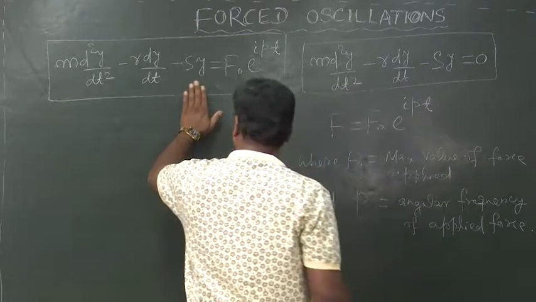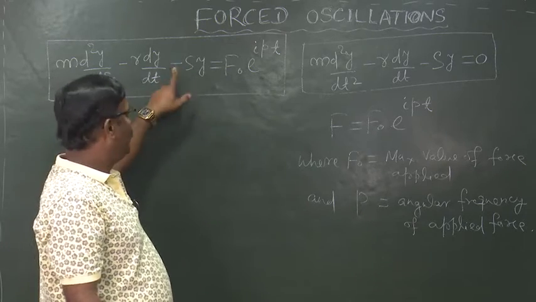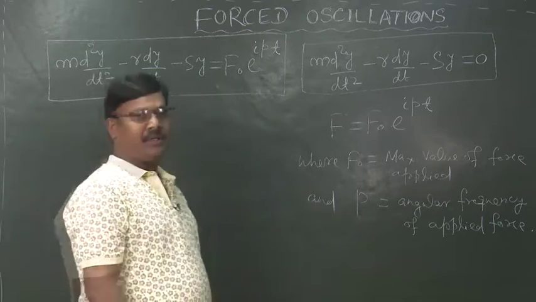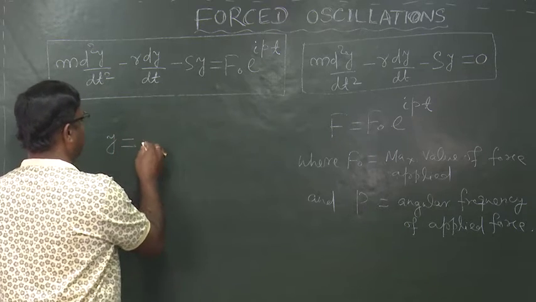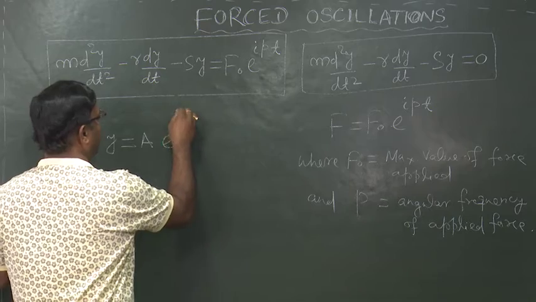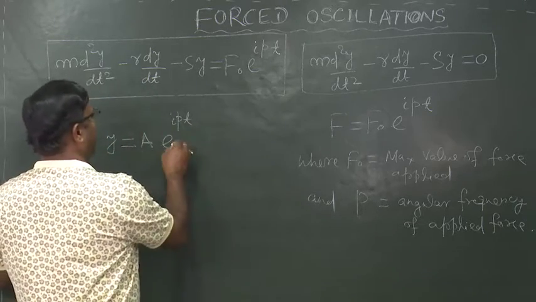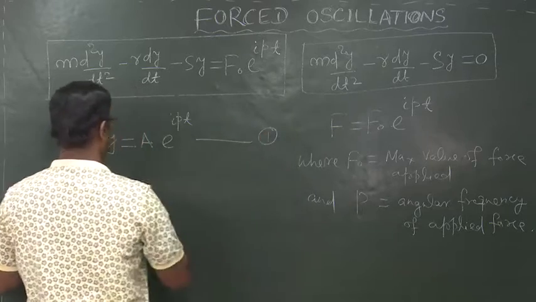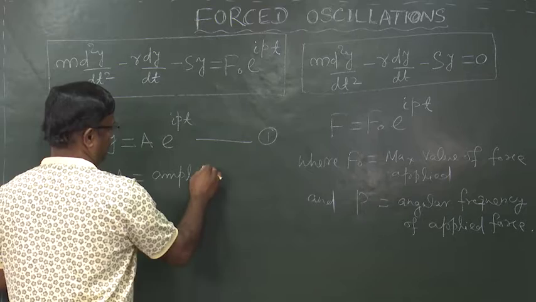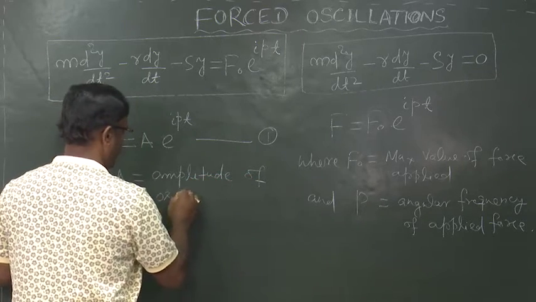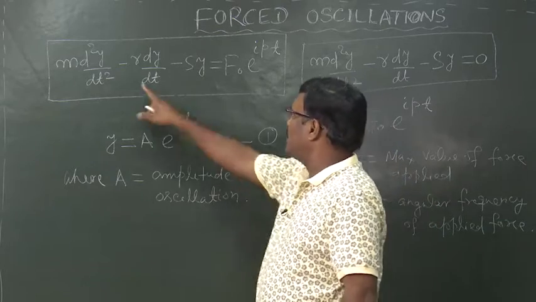Okay? Now, we have to find out the solution of this forced oscillation. The solution of a forced oscillation will be expressed in terms of y. Let us choose the solution as y is equal to a e to the power i pt, where a is equal to the amplitude of oscillation. Now, our aim is to solve this equation to get y.